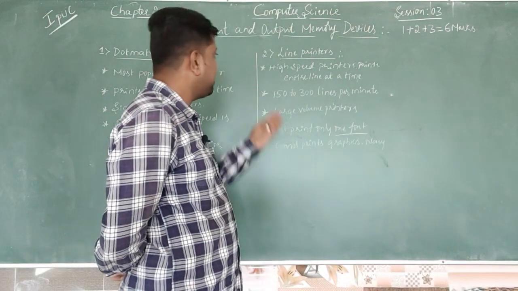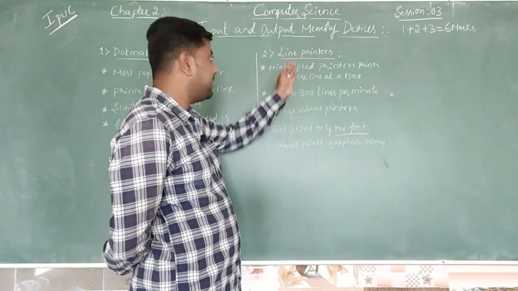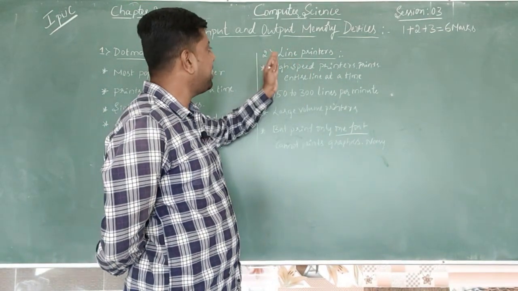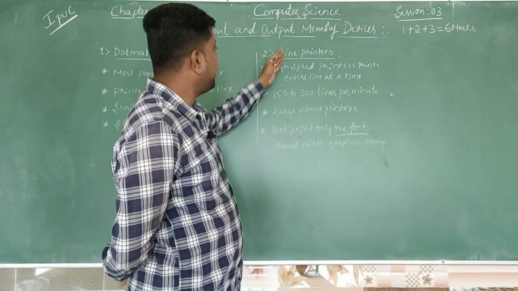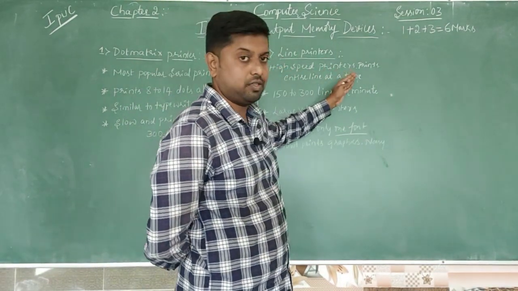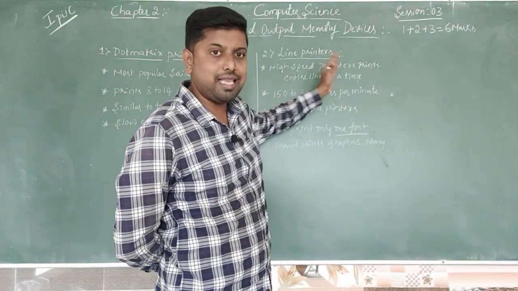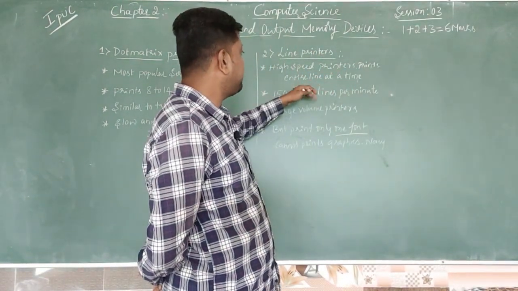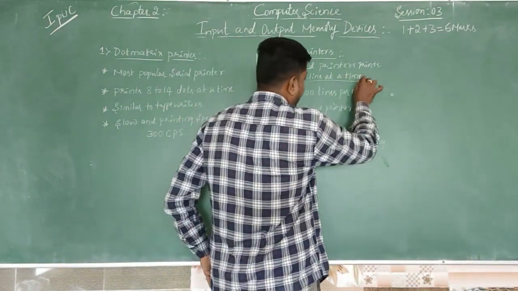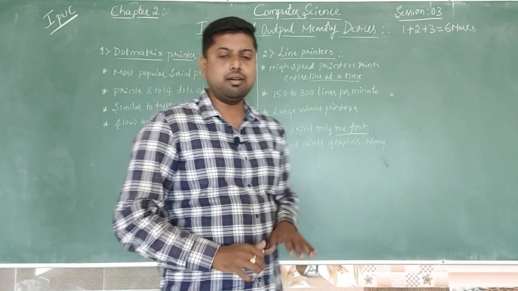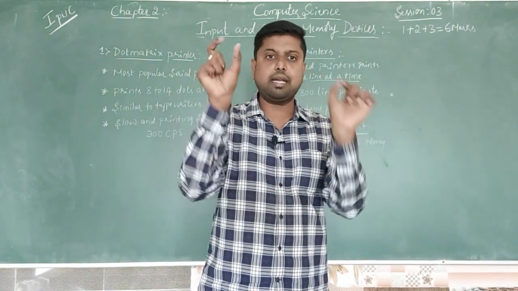Now the second printer of the same impact type is the line printer. In line printers, the first characteristic is that they are high speed printers, especially compared to the dot matrix. Line printers are high speed printers. They print the entire line at a time. Very importantly, dear students, you should remember this point. In line printers, it will print the entire line at a time.